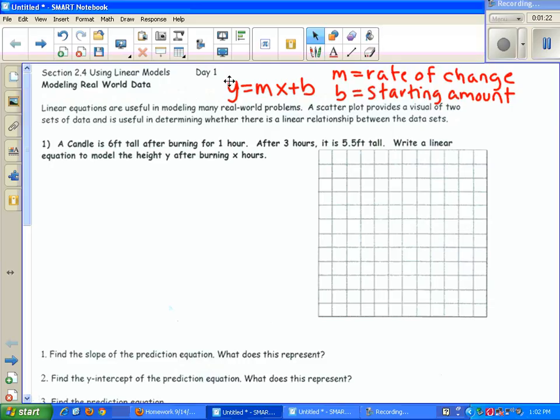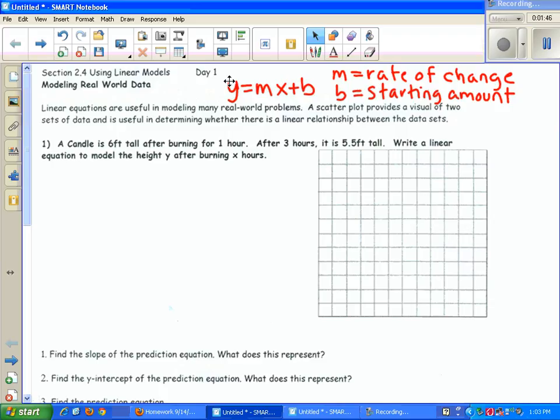So for the first problem, it says a candle is 6 feet tall after burning for 1 hour. After 3 hours, it is 5.5 feet tall. Write a linear equation to model the height y after burning for x hours. So when I'm taking a look at this equation, I would ask myself, do they give me the rate of change, and do they give me the starting amount?